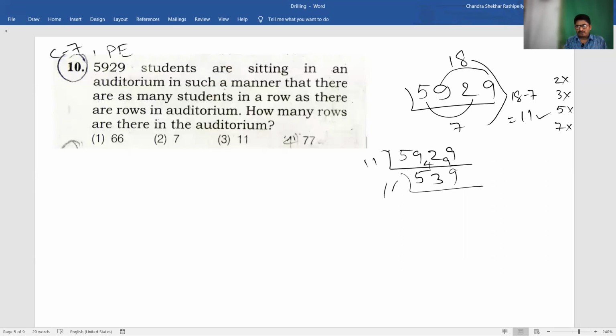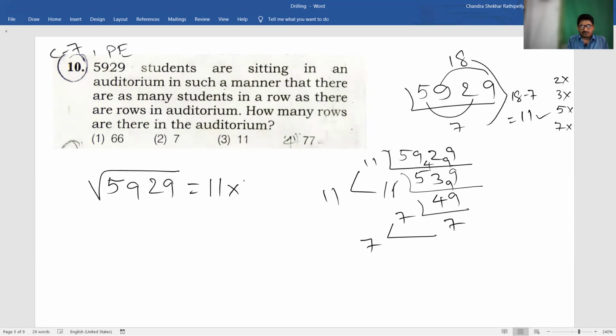11 4s are 44, 6 plus 3, 9, 11 9s are 99. 7 7s are 49. So in this 11, from this 7. So what is the square root of 5,929? So 11 into 7, 11 11s are 121, 11 7s are 77. So option 4.